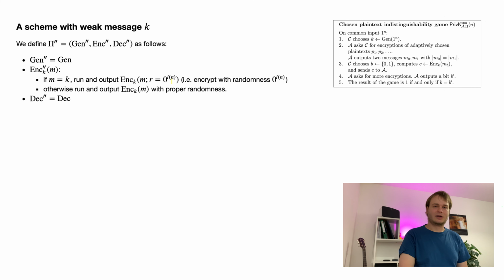Okay, now let's take a look at a slightly different encryption scheme. In this one, we still have a weak message. However, this weak message is now the secret key K. So this will make things a bit more interesting. If the message that I'm encrypting is the secret key K, then the encryption happens with randomness 0. Otherwise, I encrypt all other messages properly. So what do you think? Is this one CPA secure or no?